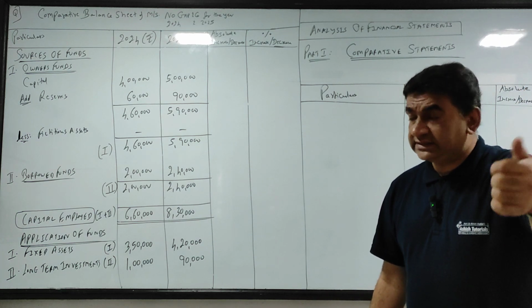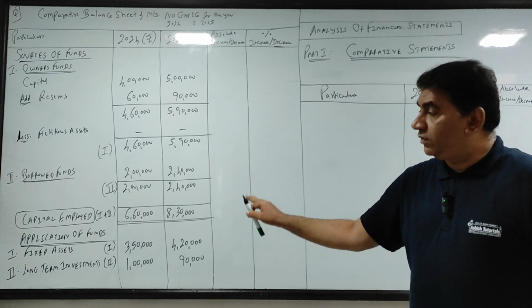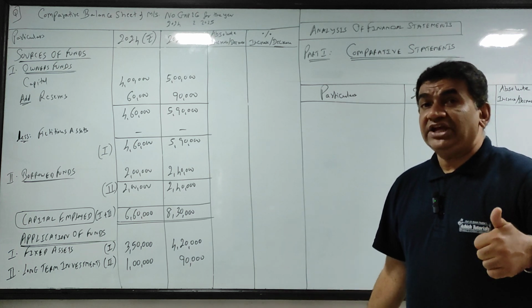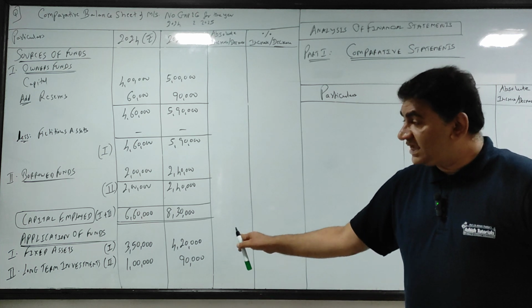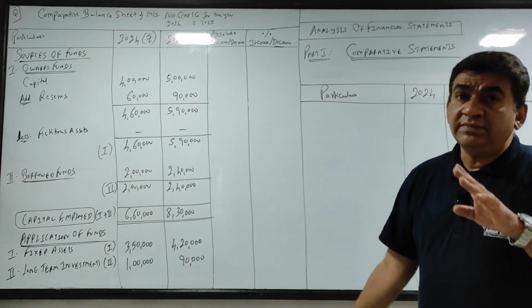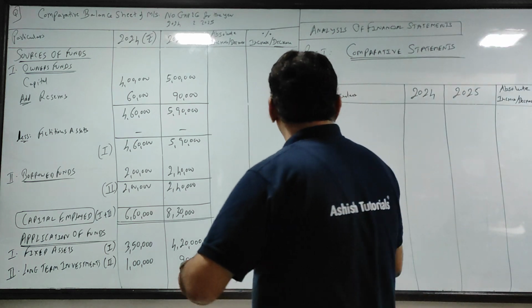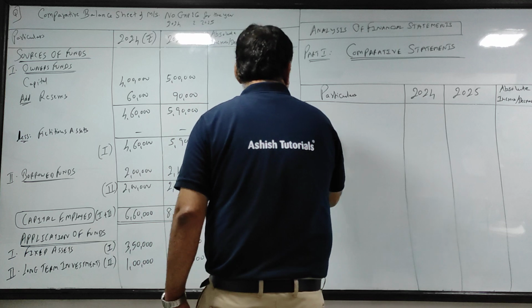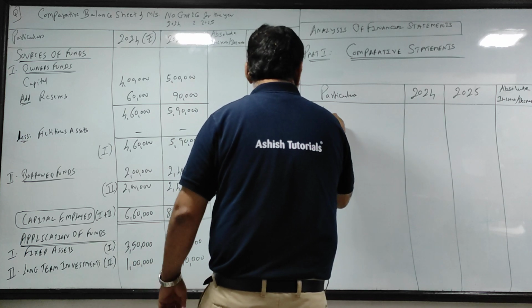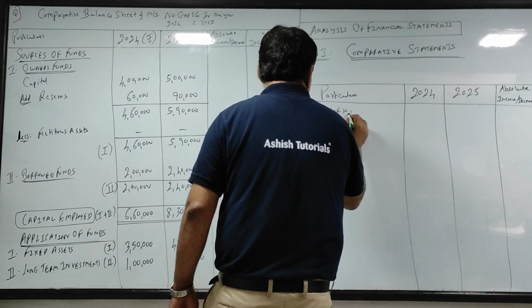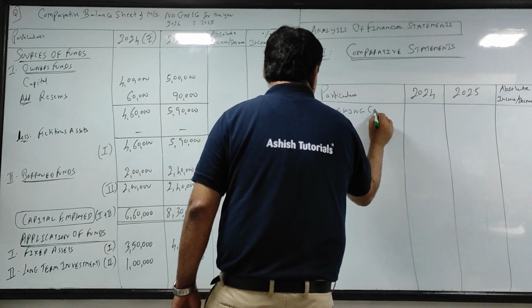Sources: 2 parts, owner's funds and borrowed funds. Application: 3 parts, fixed assets, long-term investments, and the third, working capital. So now I'll continue this side, working capital.